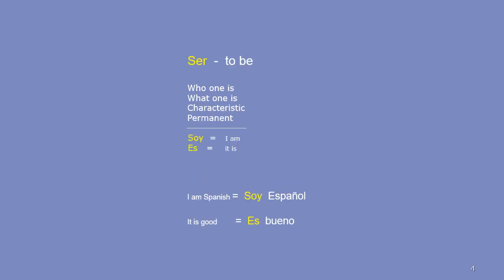In Spanish, they have two verbs for saying to be. The other one is ser. We use the verb ser, to be, to say who one is, what one is, characteristics, or something permanent. So from ser we have I am, soy, and it is, es. So I am Spanish, soy español, and it is good, es bueno.